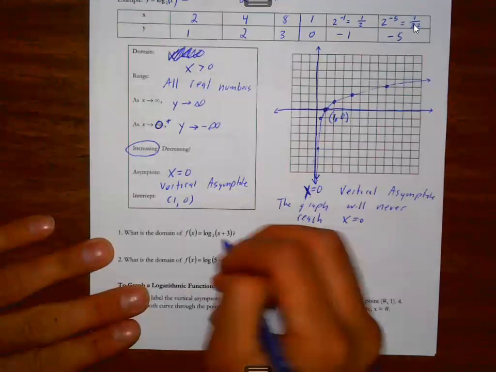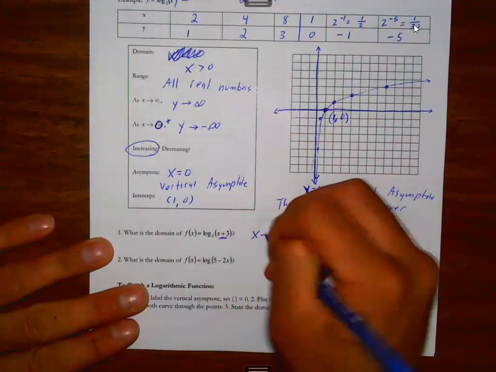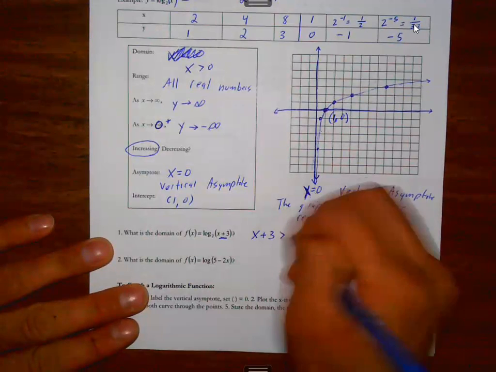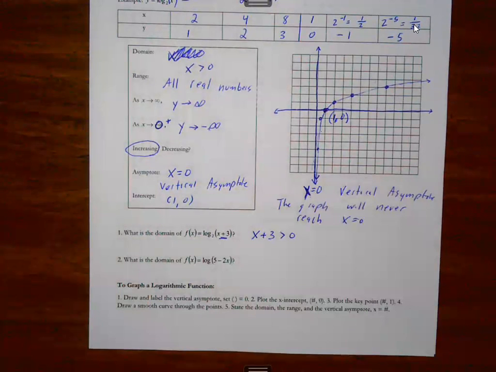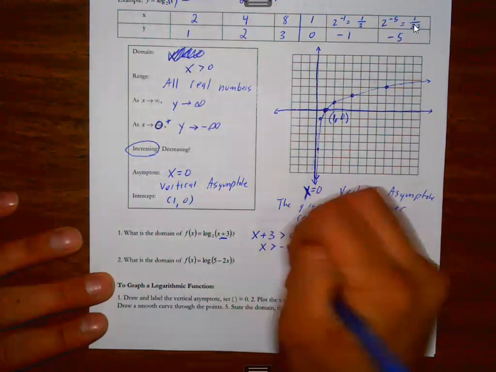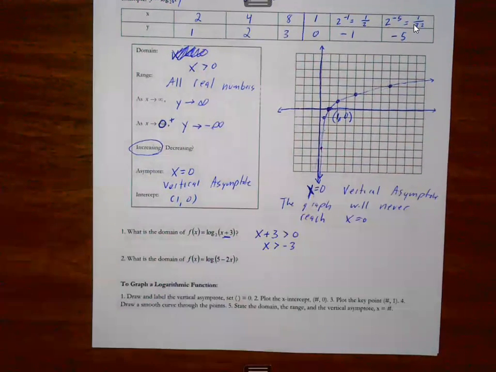So in order to find the domain for this, one way to do it for any log equation is to take what's inside the log and say, that has to be positive. You can only take the log of positive numbers. So you take the expression inside the log, and since it must be positive, you say it's greater than 0. And then you could solve. So the domain of this one would be x is greater than -3.